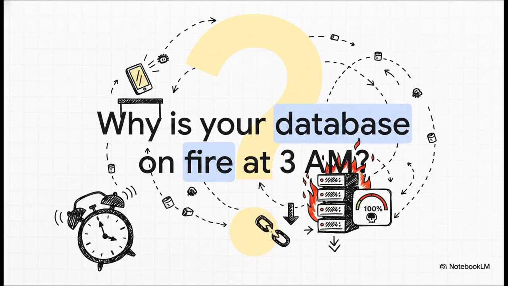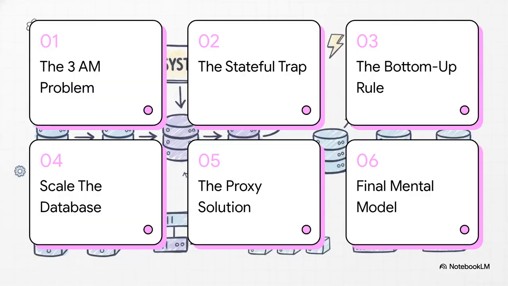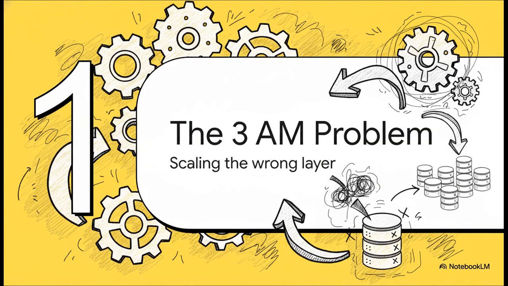Honestly, this is the single most common scaling failure in modern backend engineering. Today, we're going to figure out exactly why it happens, and more importantly, how to fix it. We're going to engineer our way out of this disaster step by step. We'll cover the 3 a.m. problem, the stateful trap, the bottom-up rule, scaling the database, the proxy solution, and we'll wrap it all up with the final mental model.